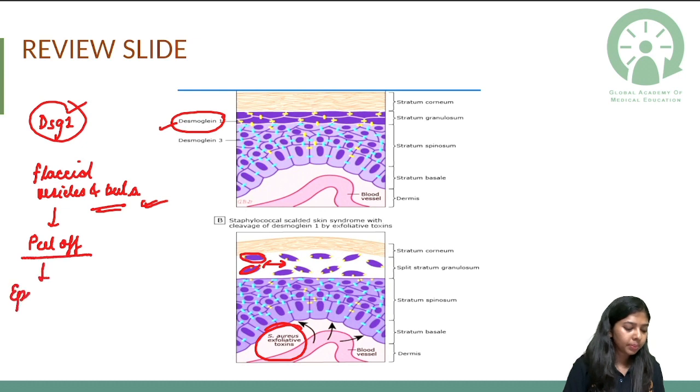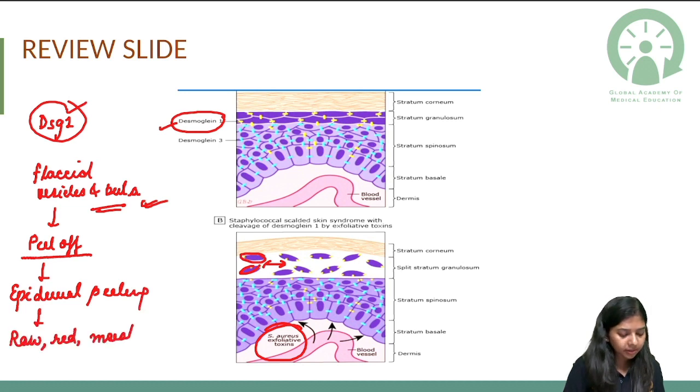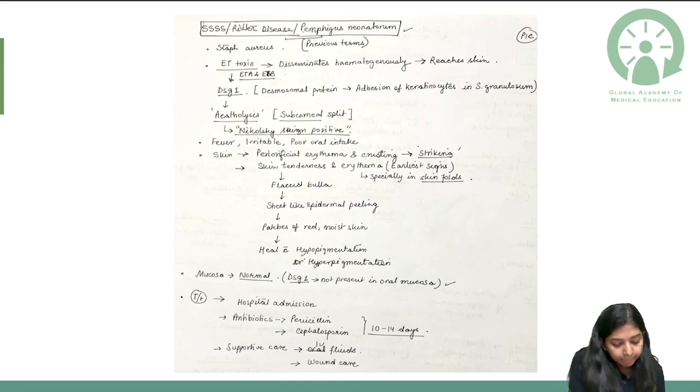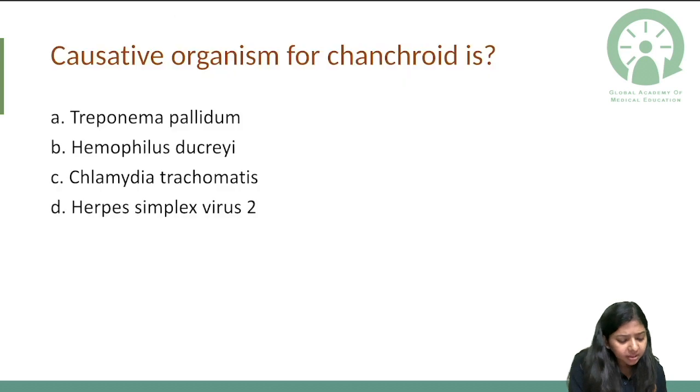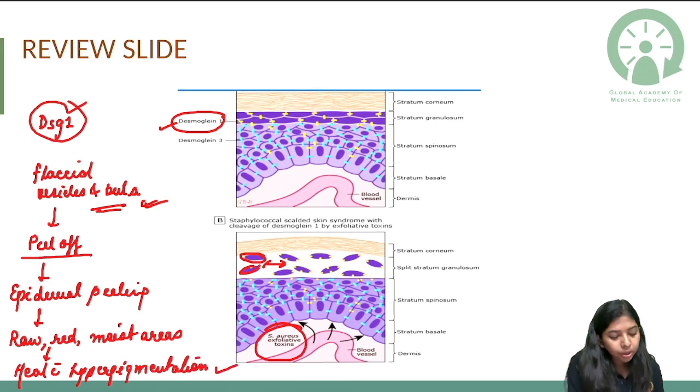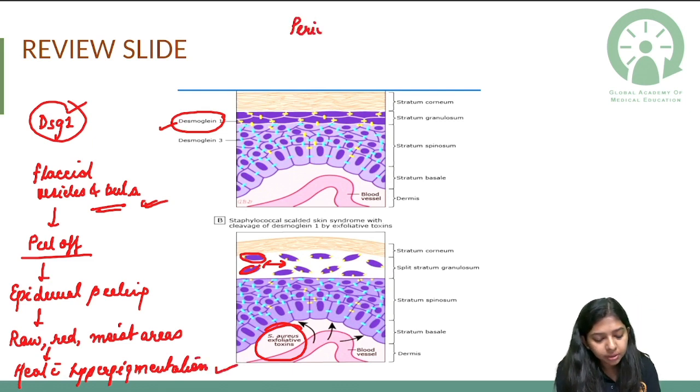So there will be epidermal peeling, leaving raw red moist areas, right, which you get in this patient. See, there is so much epidermal peeling and there is scale, right? And ultimately it is going to heal with hyperpigmentation. What you also get is periorificial fissuring. Okay, this is very striking of this condition.